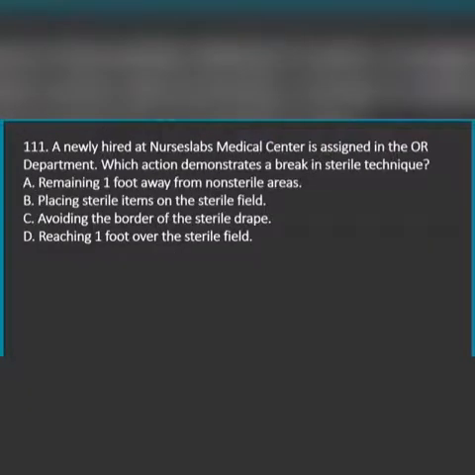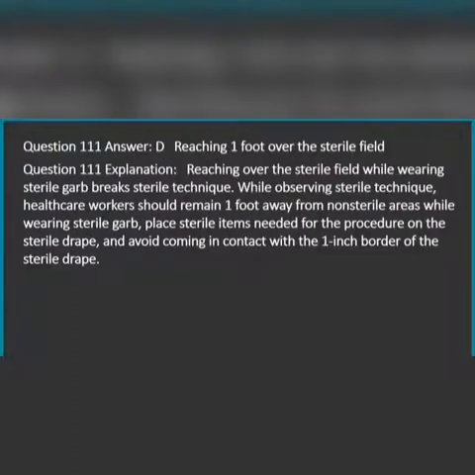Question 111. A newly hired nurse at Nurses Labs Medical Center is assigned in the OR department. Which action demonstrates a break in sterile technique? A. Remaining 1 foot away from non-sterile areas. B. Placing sterile items on the sterile field. C. Avoiding the border of the sterile drape. D. Reaching 1 foot over the sterile field. Question 111. Answer: D. Reaching 1 foot over the sterile field.